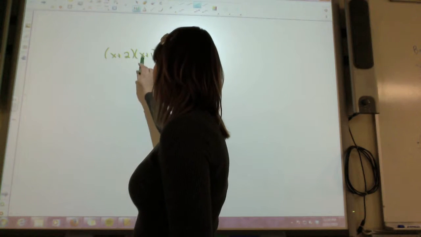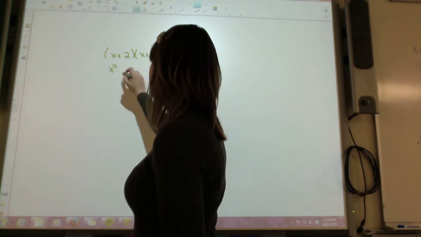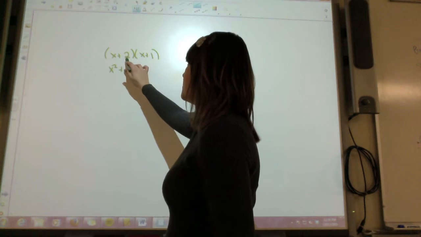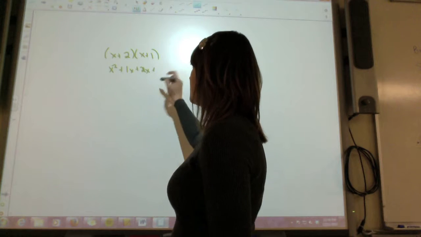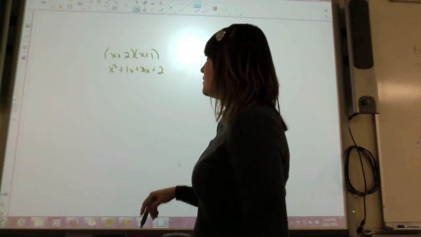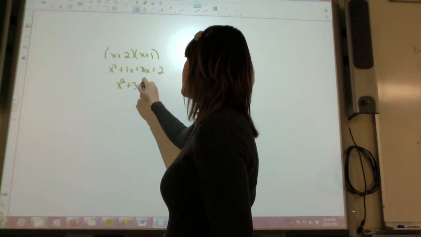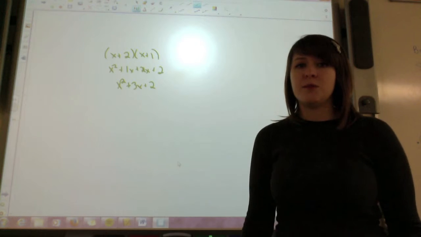well, I'm going to take x times x, and I get x squared. I'm going to take x times 1, and I get 1x. I'm going to take 2 times x, and I get 2x. And then I'm going to take 2 times 1, and I get 2. So then, simplifying that down, I would get x squared plus 3x plus 2. So that would be my product of those two binomials.